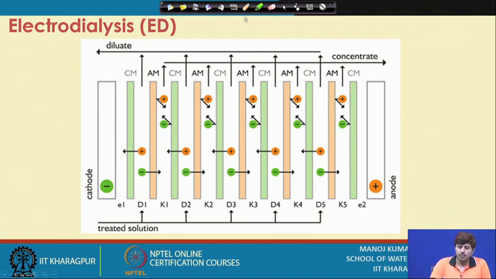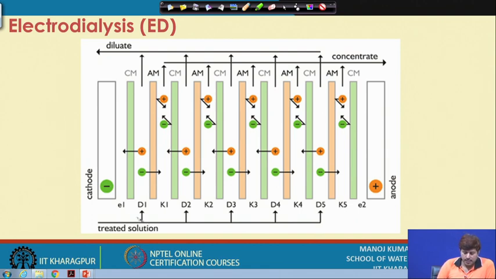So, what happens in the process of electrodialysis? Let us say we have a cathode on one side and an anode on the other side. The water is supplied in these alternate channels. If we are putting water in here, this water will have the ions, cations and anions. Now, the anions here will get attracted to the anode, whereas cations will get attracted towards the cathode.